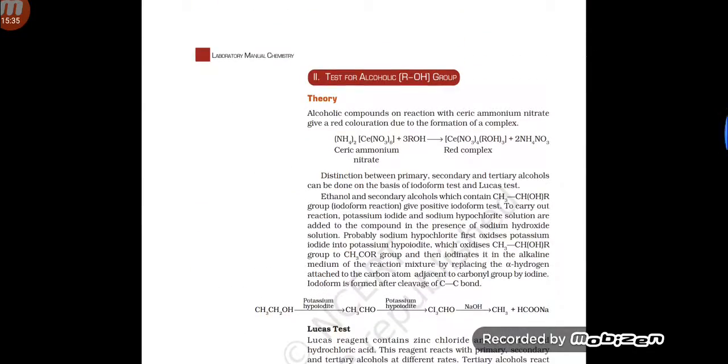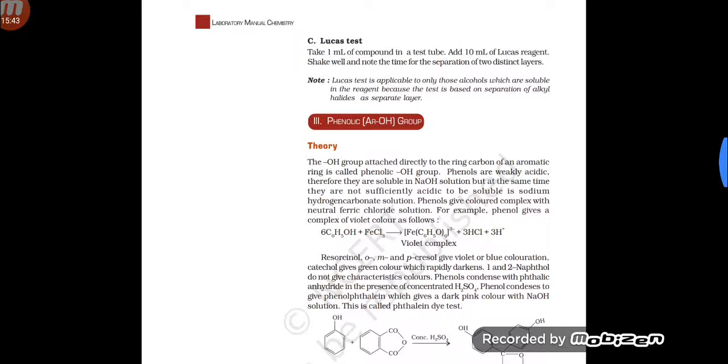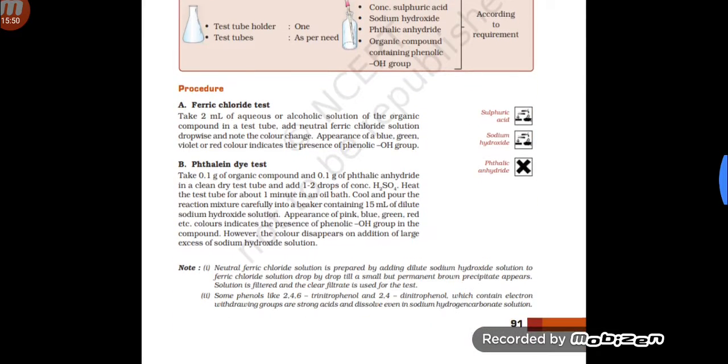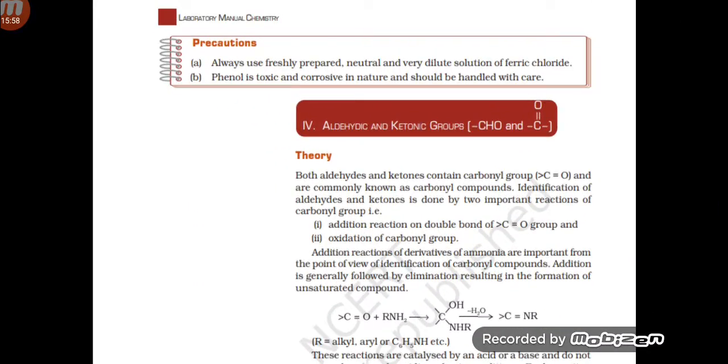Then the tests for alcohol came. We did the ceric ammonium nitrate test, which is the easiest of all, then the iodoform test, and then the Lucas test. These 3 tests were performed for alcohols. Then we came to phenol. In phenol, the first test was the ferric chloride test, which was very simple. Second was the phthalein dye test. And now we came to aldehyde and ketonic groups.